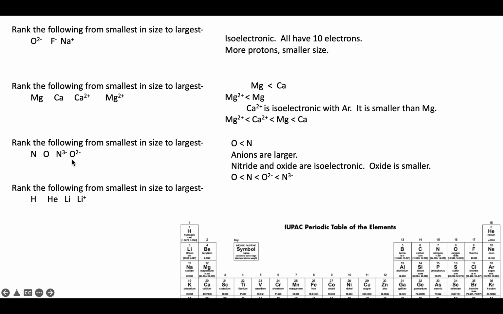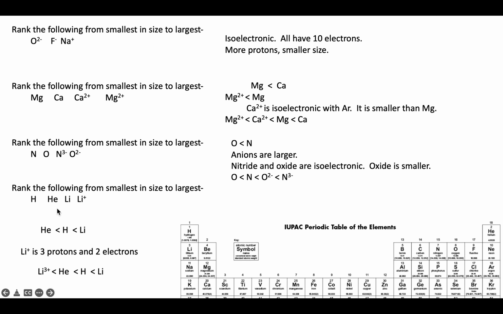Same thing here where I'm looking at several comparisons. Oxygen is smaller than nitrogen as I'm moving left to right. I'm also thinking how anions are larger. So I know that both the nitride, nitrogen 3 minus, and oxide, oxygen 2 minus, are both larger than the corresponding neutral atoms. They're isoelectronic with each other, and because oxygen has more protons, it's smaller. So I'm looking at those features, bringing it together to get my overall ranking.